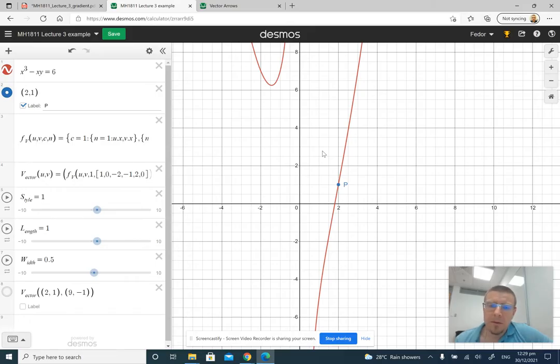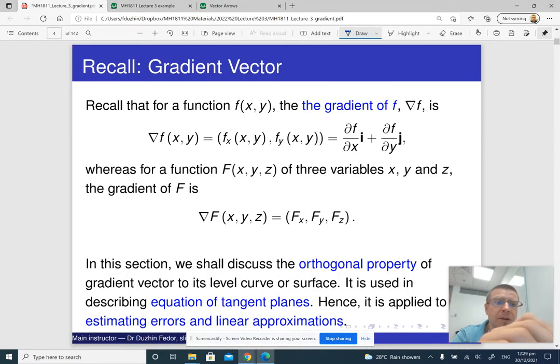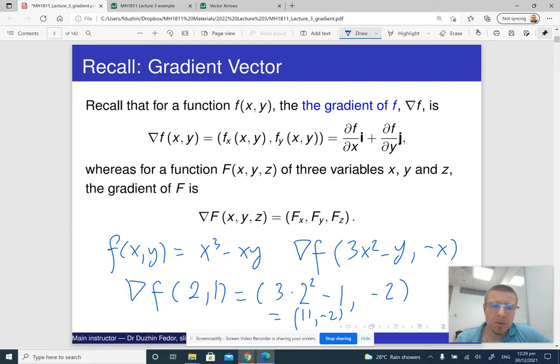Now, if we draw the vector, as I just computed, the gradient of the given function at the given point is (11, -2). If we start at the point (2, 1) and draw this vector with coordinates 11 and negative 2, then the resultant vector is going to be perpendicular to the level curve, and this is what it looks like.